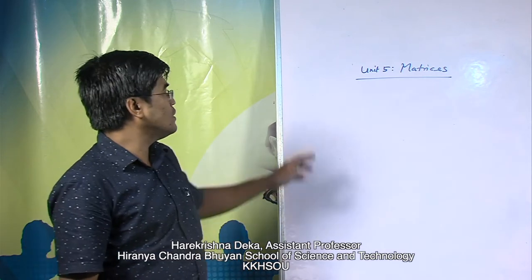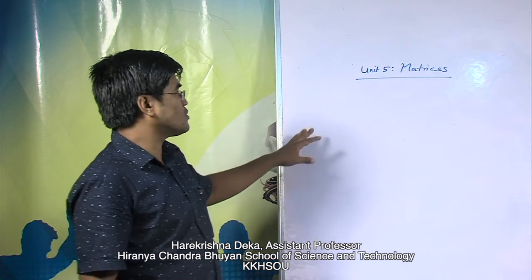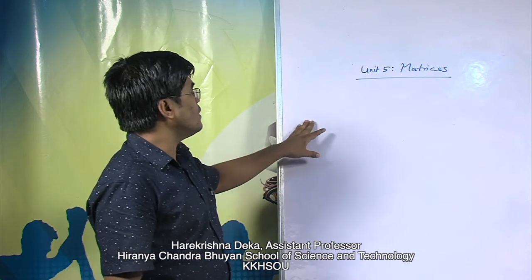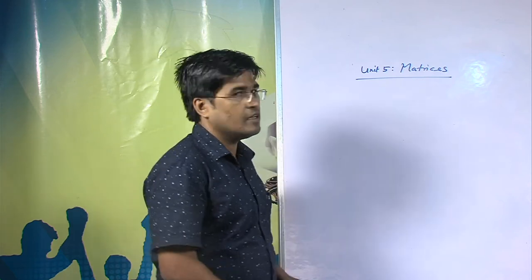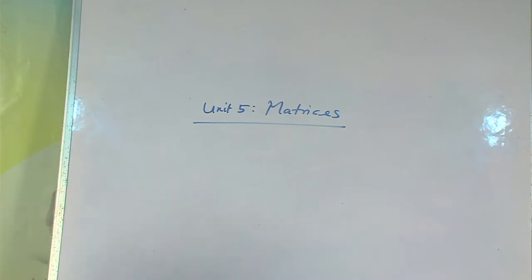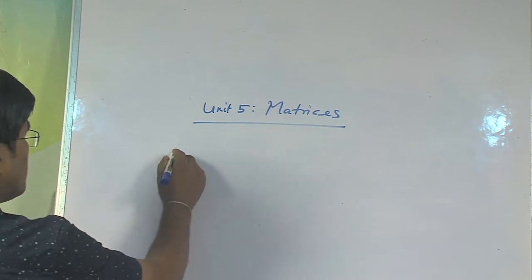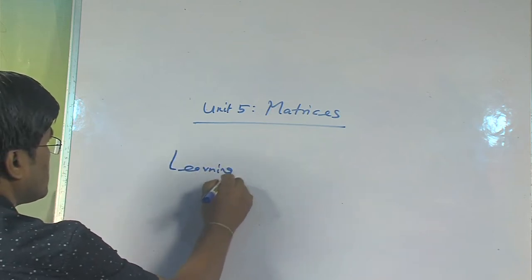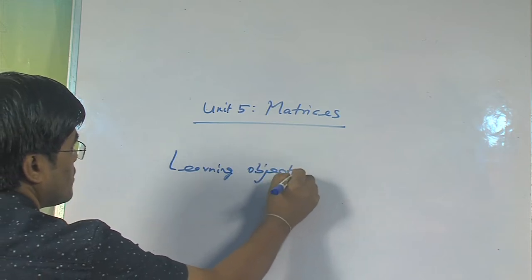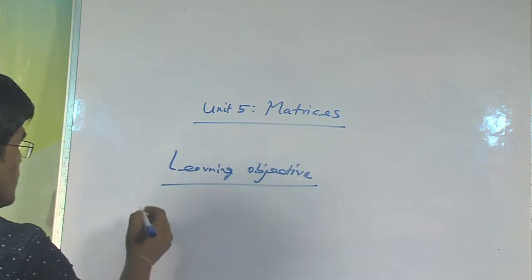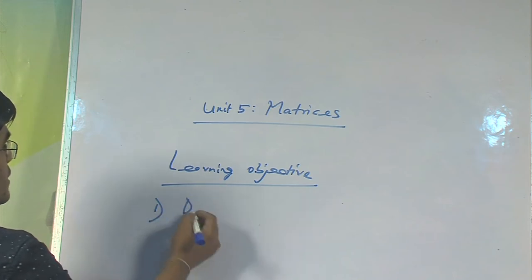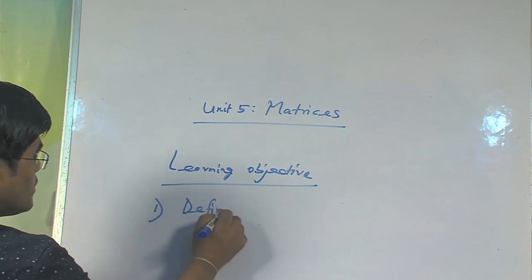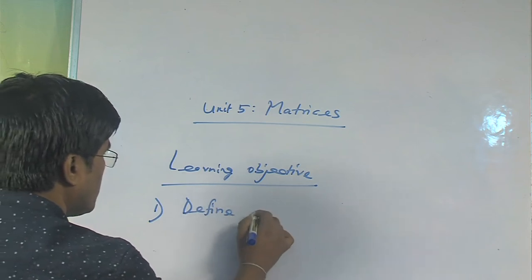In today's class, we'll discuss BA Mathematics Pass Course, Paper 1, Unit 5, Matrices, of the paper Classical Algebra and Trigonometry. So, Unit 5, we'll discuss matrices. In matrices, here are the learning objectives. So, first in objectives, we will discuss matrices. First we define what is a matrix. So, define matrix.